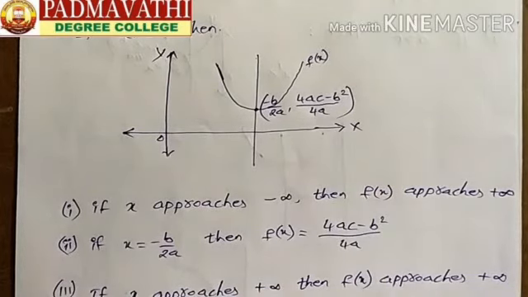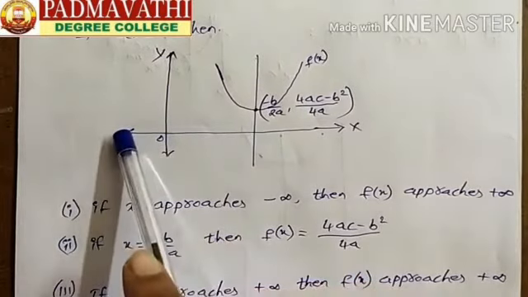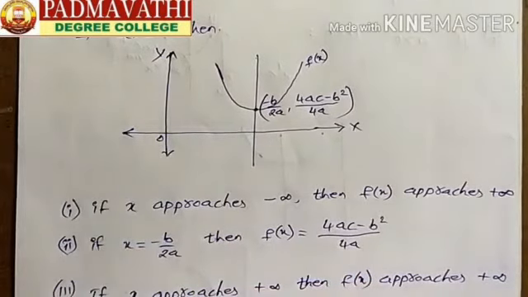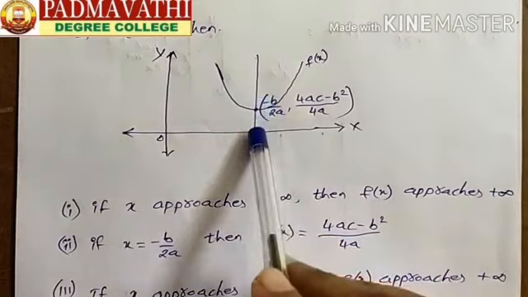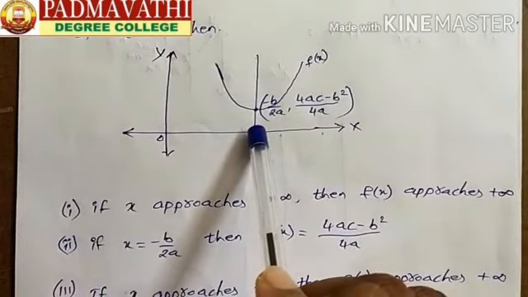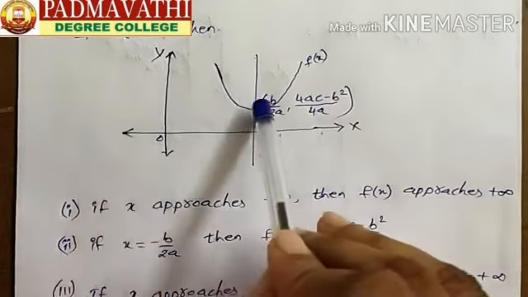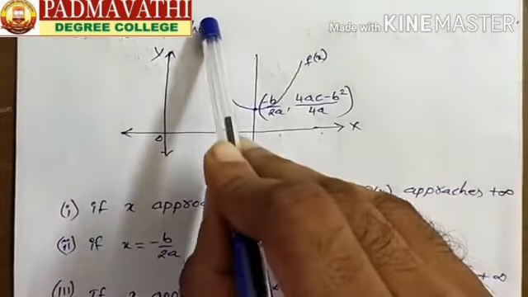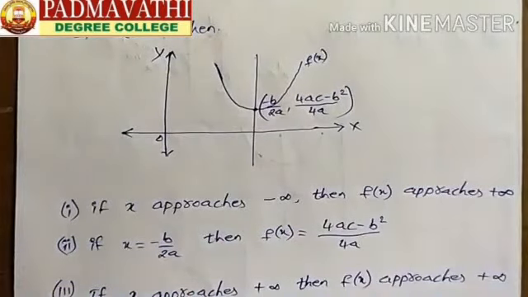Right. Now coming to these points, the first point is: if x approaches minus infinity, towards the negative side, then f of x approaches plus infinity. That means when we are moving towards the negative side, the curve is moving towards positive y, up to plus infinity, so the maximum value will come.